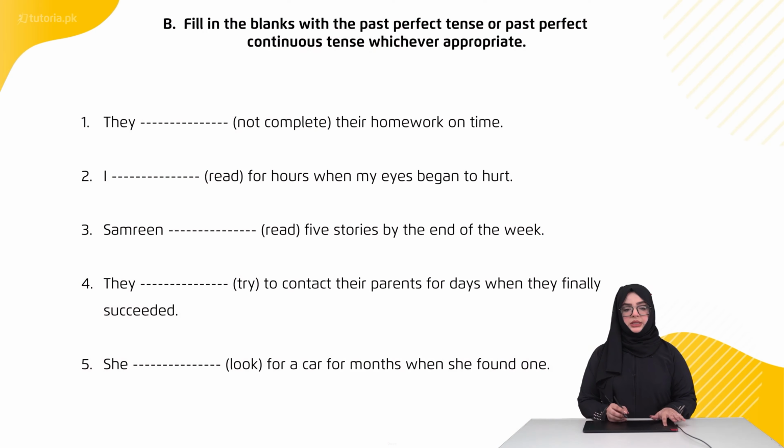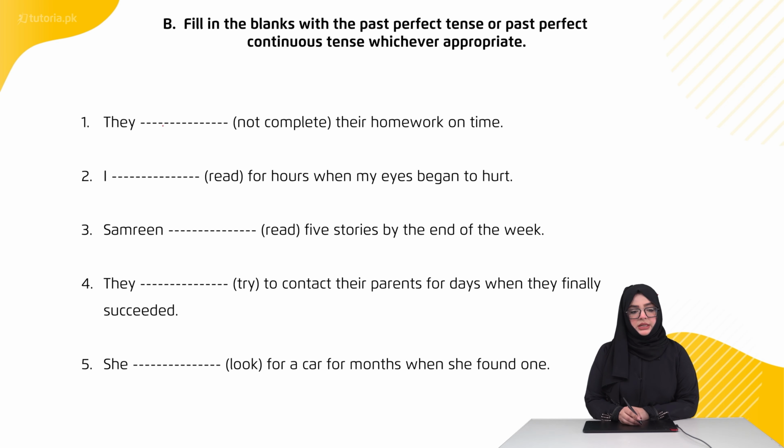Let's move on to its exercise, which is fill in the blanks with the past perfect tense or past perfect continuous tense, whichever appropriate. Past perfect continuous जो अभी समझाया है और past perfect जो है उसमें हम had के साथ simple third form of verb use करेंगे.